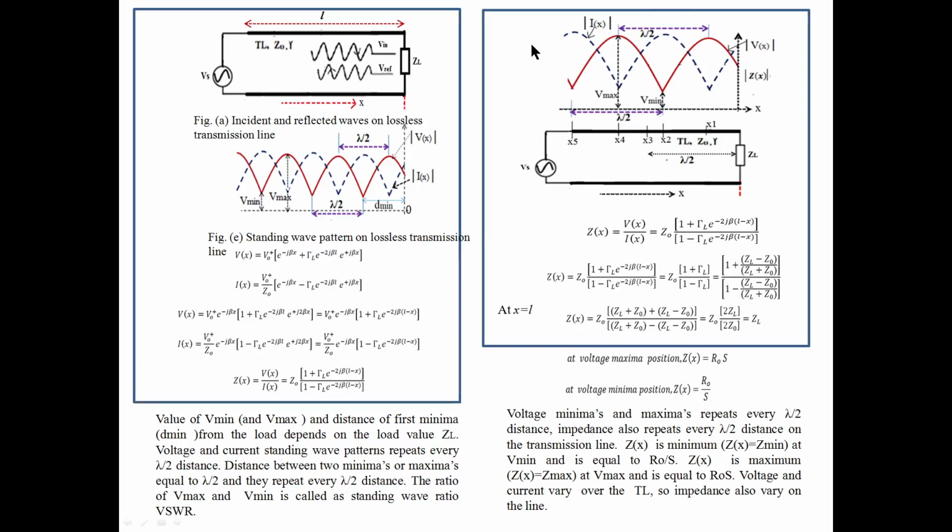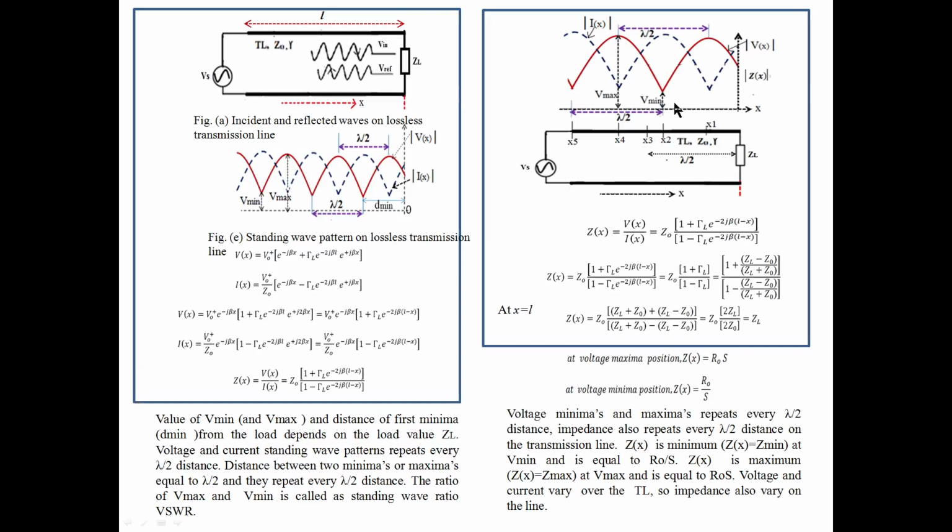We start from the bottom, reach the top, and again come back to the bottom, and that repeats. It is like a circle. The voltage repetition is every lambda by 2. But the distance between a minima and the adjacent maxima, you see here, is lambda by 4.